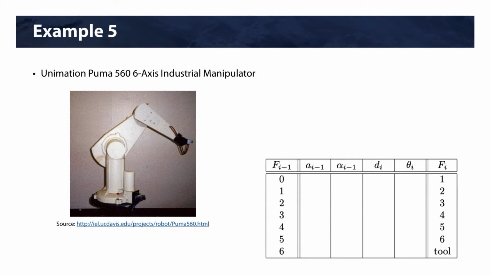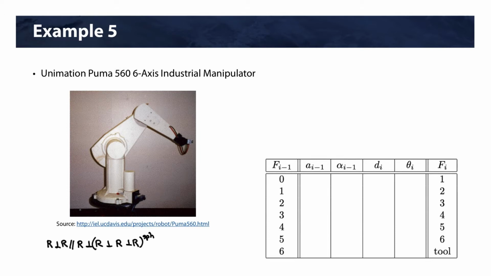In this example, we're going to look at the Unimation Puma 560 6-axis industrial manipulator. This was one of the first commercially available industrial robot arms. It has a layout of R, perpendicular R, parallel R, perpendicular R, perpendicular R, and perpendicular R, with again the last three joints intersecting to form a spherical group. So it has a spherical wrist.